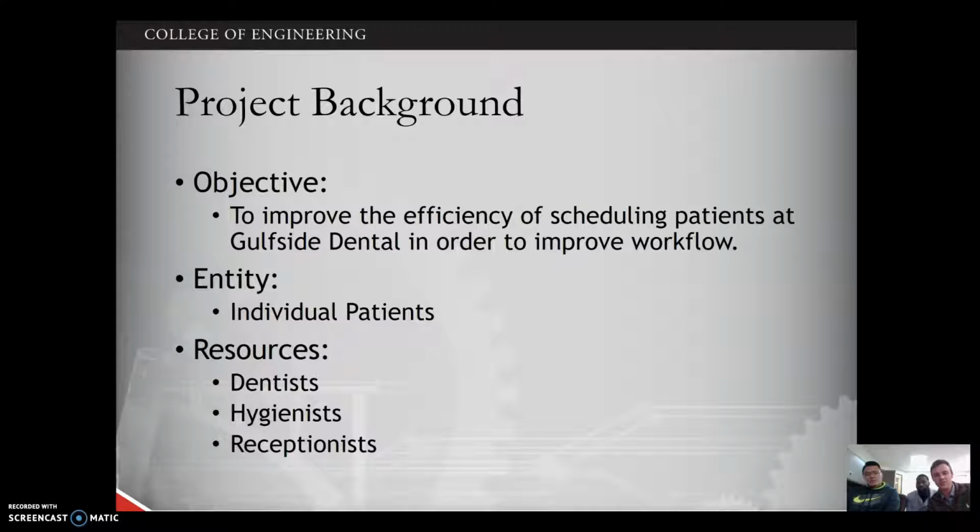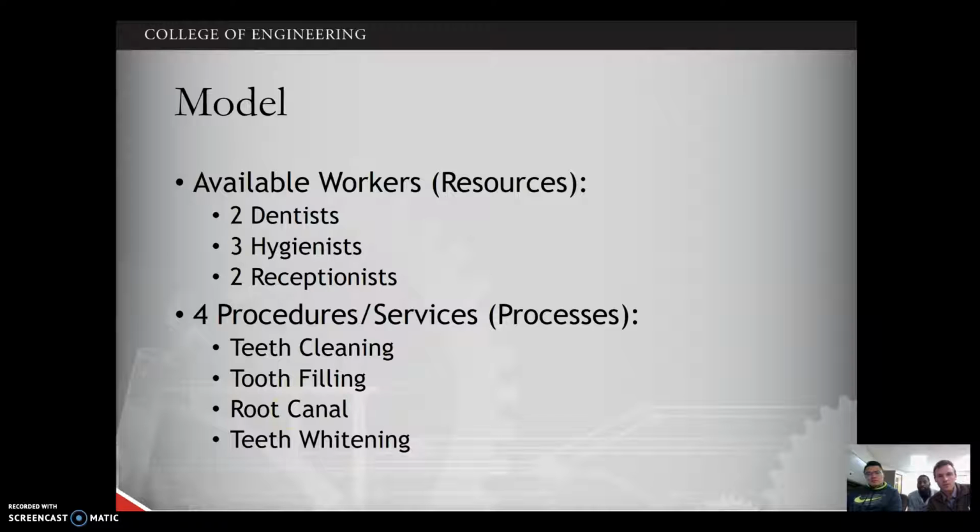Within the Arena software, you have entities and you have resources. For our project, the entities would be the individual patients, and the resources would be the employees, for example, the dentist, the hygienist, and the receptionist. Within our model, we have some constraints on the amount of resources we have. We have 2 dentists available, 3 hygienists available, and 2 receptionists available to provide services.